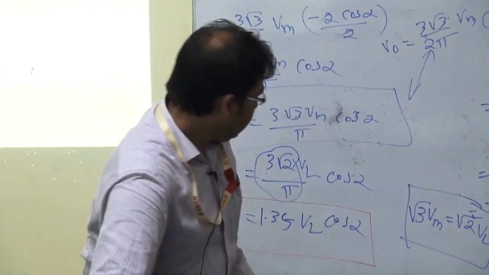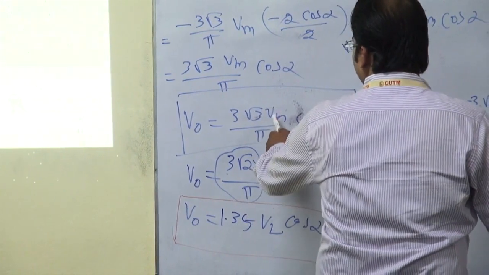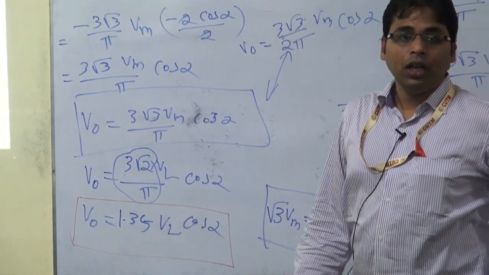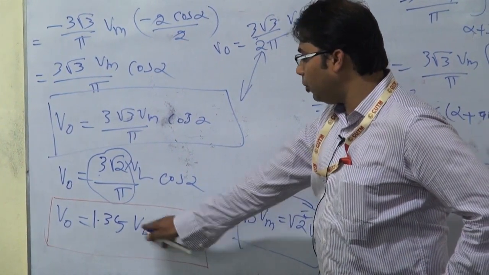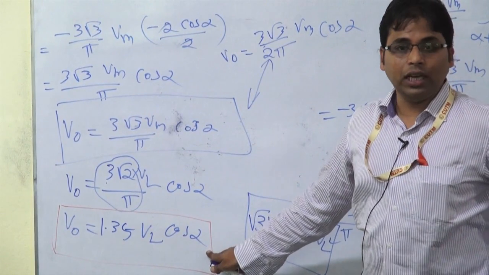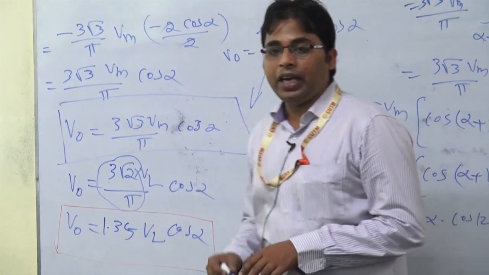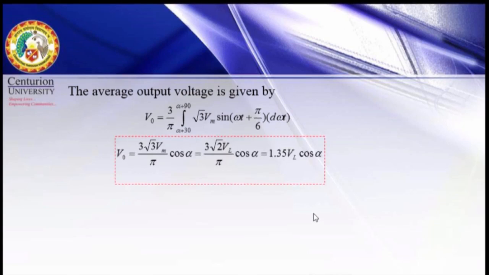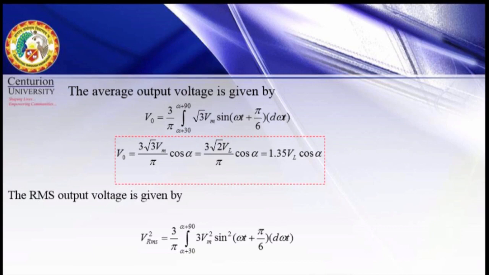This is the final expression of output voltage of 6 pulse rectifier in terms of line voltage. The earlier one is in terms of maximum phase voltage. This is in terms of line voltage: the output voltage is 1.35 VL cos alpha. Similarly, we can find out the RMS output voltage. So just do the integration for RMS output voltage and let me know how much you are getting.